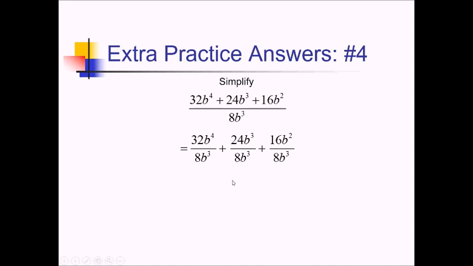Now I just go through and simplify each fraction. 32 over 8 is 4. B to the 4th over b cubed, we're going to subtract the exponents. So that's going to be b to the 1st. So then 4b when all is said and done for that fraction. For the next one, these b cubes cancel completely. 24 over 8 is just 3. And then we have 16 over 8 is 2. B squared over b cubed is going to leave us a b in the denominator because 2 of these 3 b's down here got canceled out with the b squared up here. So then we end up with 2 over b for that fraction.